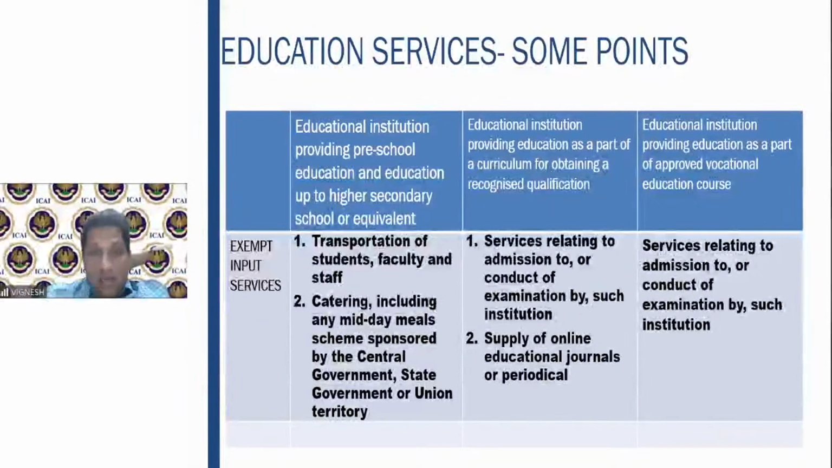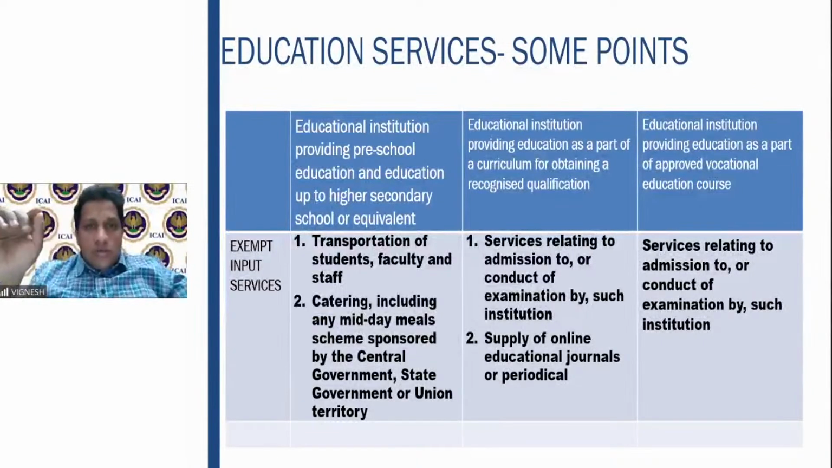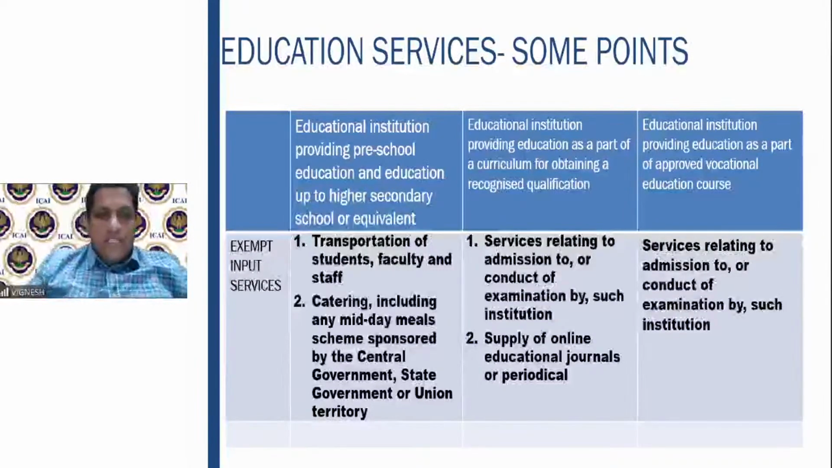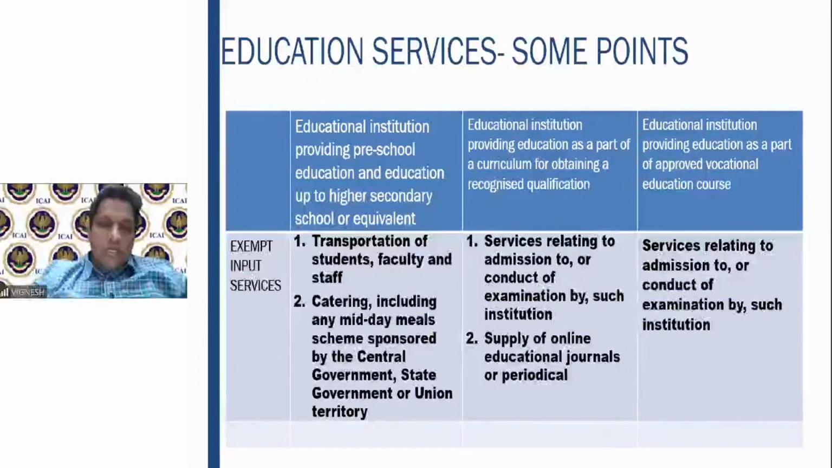This is again the second category of education institution: an education institution providing education as a part of a curriculum for obtaining a recognized qualification. In that particular situation, services relating to admission to or conduct of examination by such institution, and also supply of online educational journals and periodicals, these two services are exempt. Then for approved vocational education, only admission or conduct of examination is exempt.